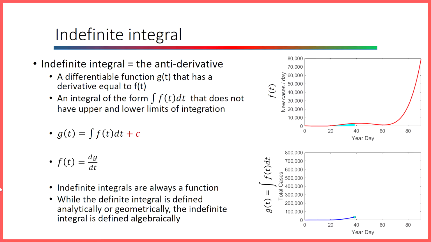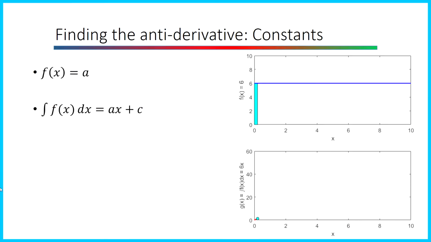Next, we need to figure out how to actually compute these indefinite integrals. Okay, the indefinite integral is the same thing as the antiderivative. So that means that if we have some function, which we will call f of x, and we want to find its indefinite integral or antiderivative, then what that means is we need to find some other function, g of x, such that the derivative of g of x is equal to f of x. Let's start off with something simple.